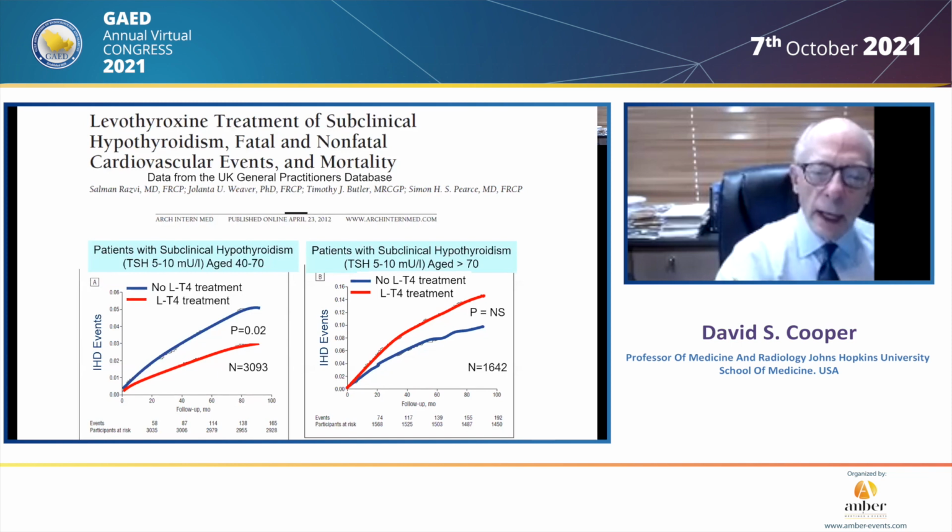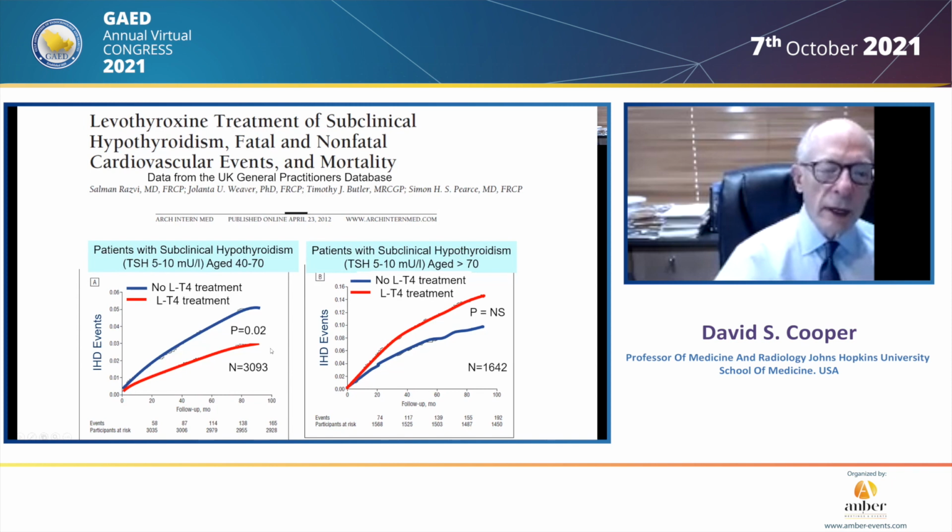Now, I can't stop there, though. I want to just mention this study. This is not a randomized controlled trial, but it's potentially an important study. This is from the UK General Practitioners Database, where a large number of patients were followed with subclinical hypothyroidism. Again, this is not a randomized trial, but some patients received treatment and some patients did not receive treatment based on their doctor's best judgment.